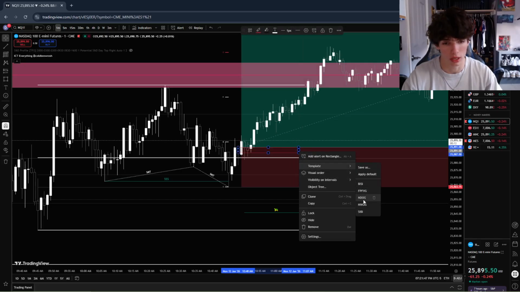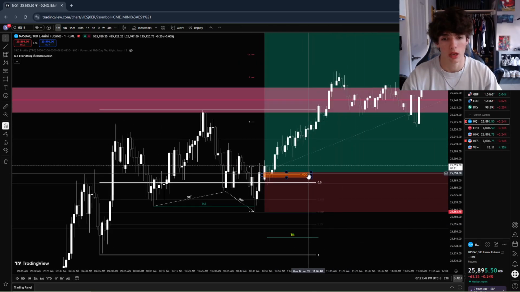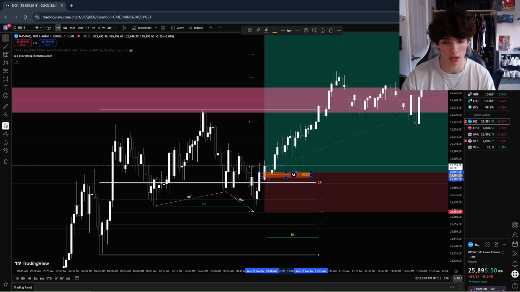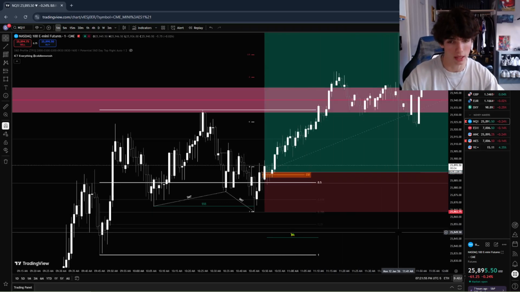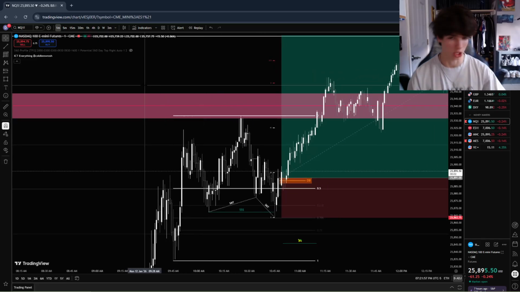I'll just pull this with like this so it looks a little bit different, right? But yeah, this is my order block right here, and I want to see that hold. So stop at that low here. How do I trade this position?